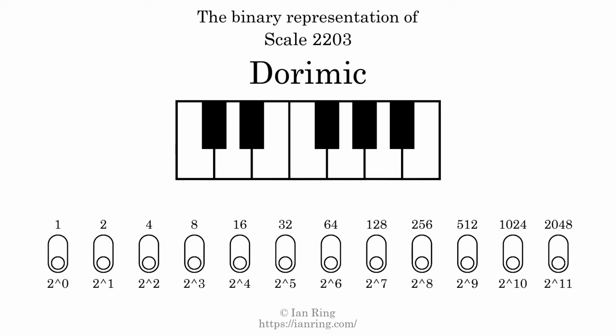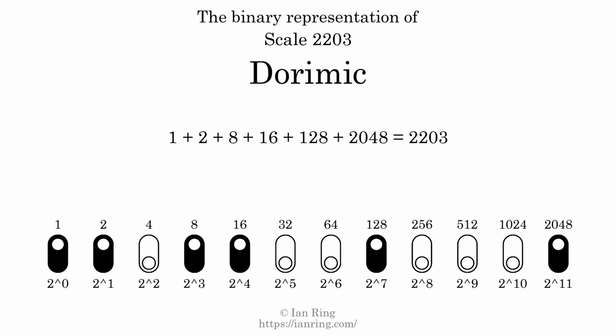The binary representation of this scale is determined by mapping tones of the scale to binary digits. Each binary digit represents a power of 2. To get the scale number, we add the powers of 2 together. The powers of 2 that are present in the scale, all added together, equals 2203. That is why the scale number, in decimal, is 2203.